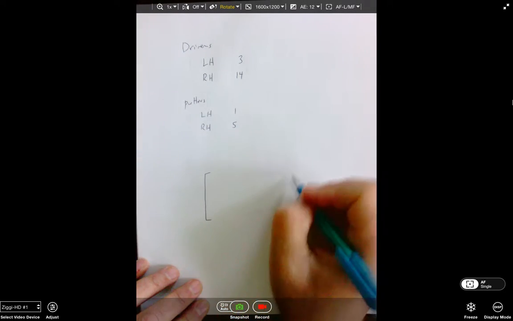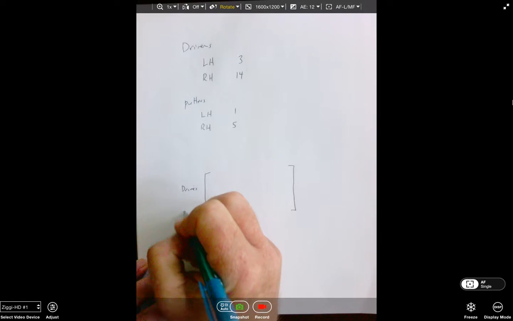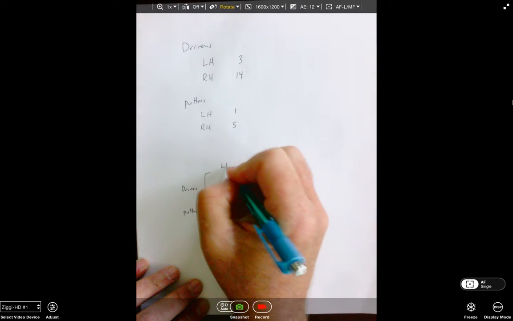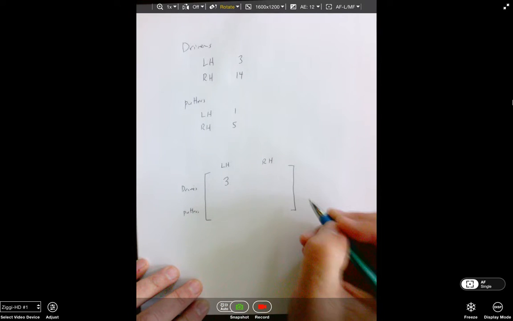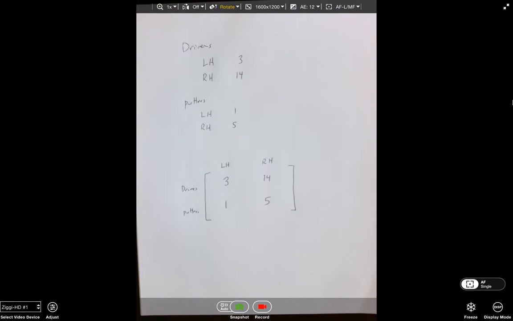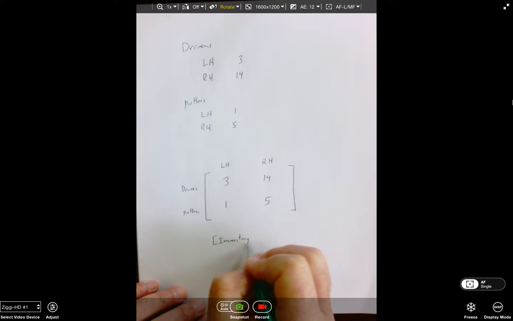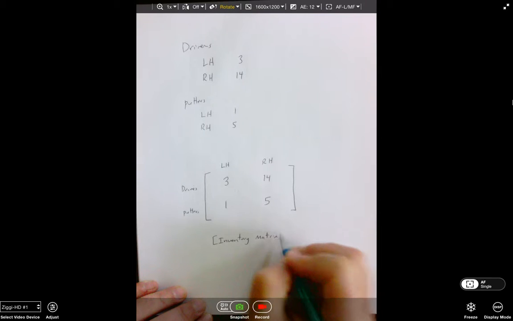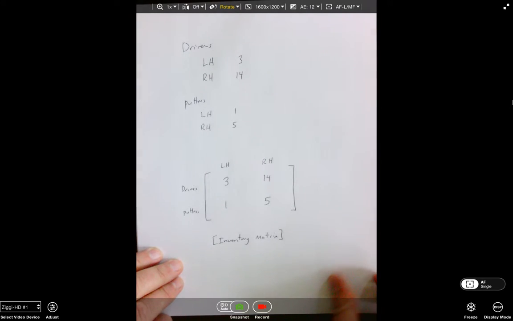Well, what I could do here is I could create a matrix where I have drivers and putters and left hand and right hand. So I would have 3, 14, and 1, and 5. So I could create very quickly what I would call here an inventory matrix, which just very quickly organizes the information, and it allows us to do some stuff that we'll end up doing with matrices here. Okay? So guys, still pretty easy.